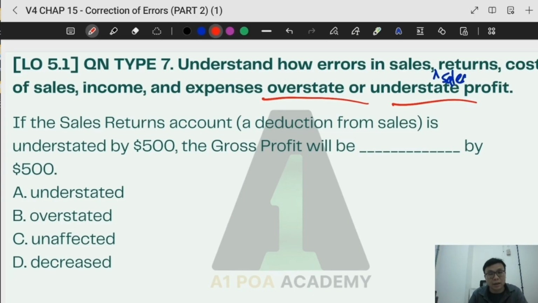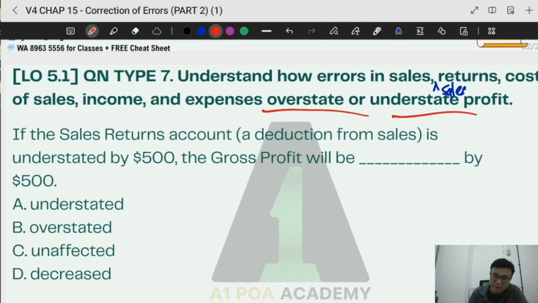Overstate or understate profit in this instance? So the question is asking us to understand how the error in all these categories understates or overstates the profit, with a fill in the blank question. If the sales return account, a deduction from sales, as we know, sales return is basically you sell something and the customer returns the goods to you, maybe partially or fully, is understated by 500.